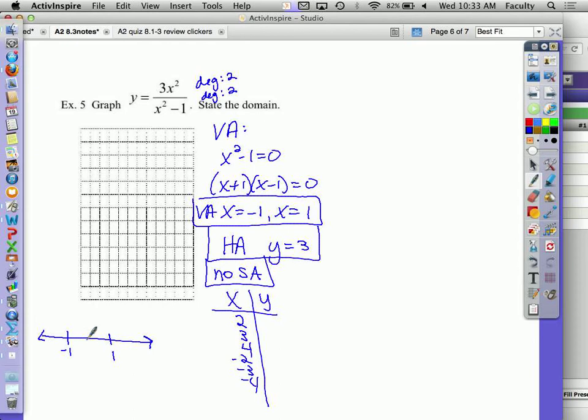So we definitely want 0, but what would be 2 other nice, decent numbers to try? 1/2 and -1/2. So let's do 0.5, 0, -0.5. All right, once I see the decimals, I'm going to use my calculator. So let's do this together.